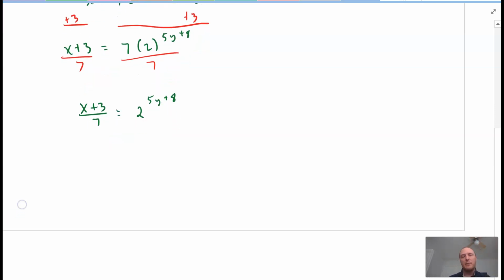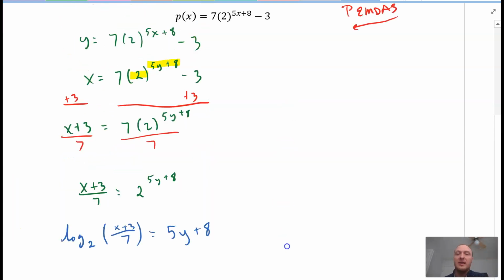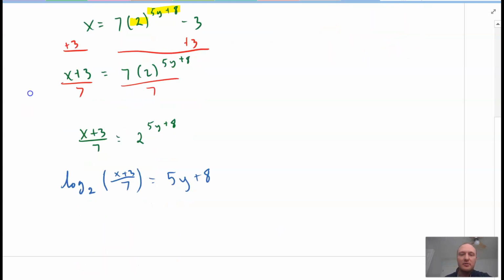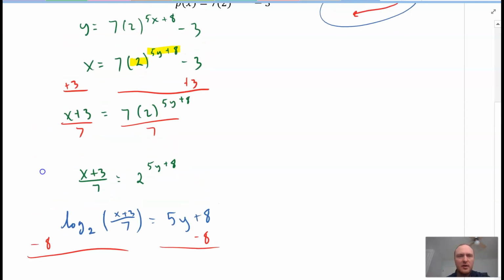Okay, and now I have my power expression isolated. So now I can go ahead and switch to logarithmic form. So log base 2 of x plus 3 divided by 7 is equal to 5y plus 8. Okay, so now we have to go ahead and isolate y. So again, we'll use our order of operations in reverse order. So subtract 8 on both sides. Okay, and we get log base 2 of x plus 3 over 7 minus 8.